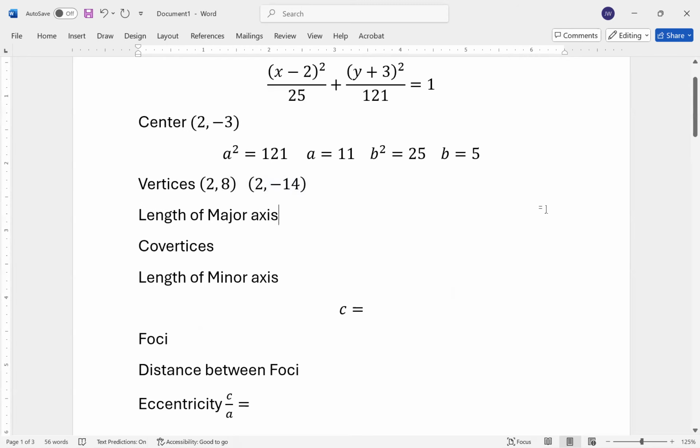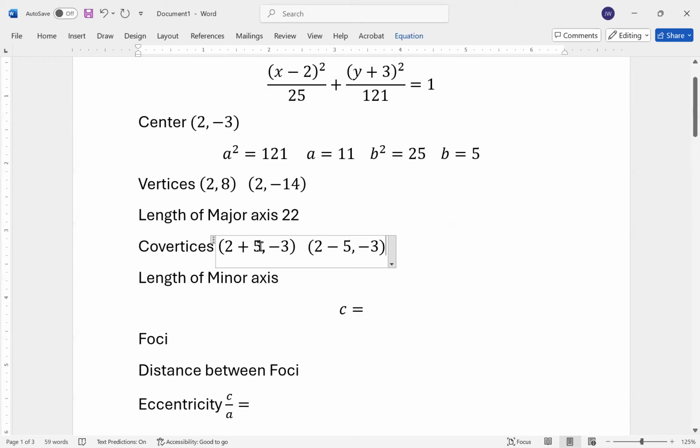Since a is 11, the length of the major axis is 22, twice 11. Now the co-vertices. To hit those, we're going to move in the x direction from the center. So we're going to start at (2, -3) and add 5 units to the x value. And then we're going to take (2, -3) and subtract 5 units from the x value. That'll get me to my co-vertices.